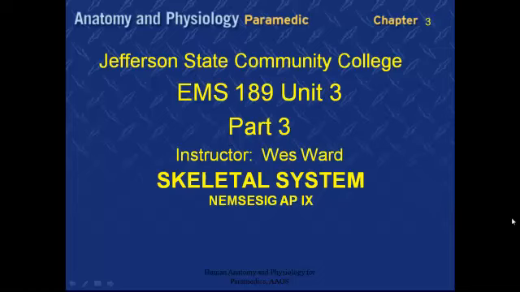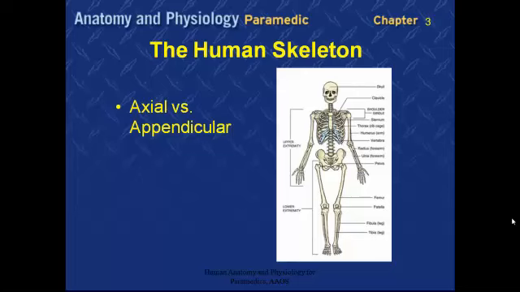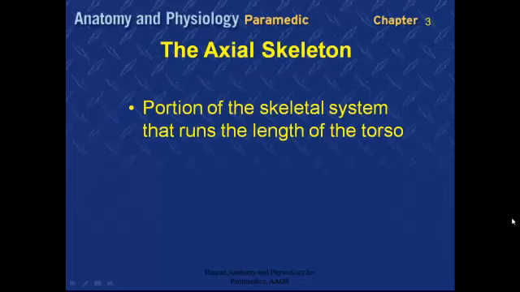This lecture covers Part 3 of Unit 3 for EMS 189 on the skeletal system, which can be found in Chapter 3 of your AAOS Anatomy and Physiology textbook. Let's begin by recognizing that there are two divisions to the skeletal system, the axial and the appendicular. The axial includes the skull and vertebral column, where the appendicular is the extremities, the arms and legs.